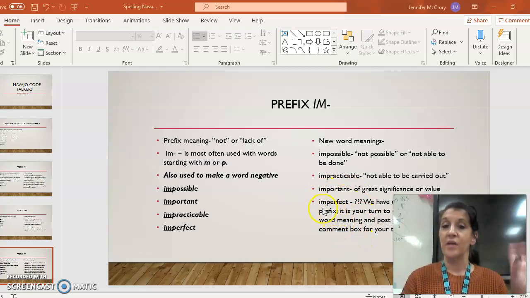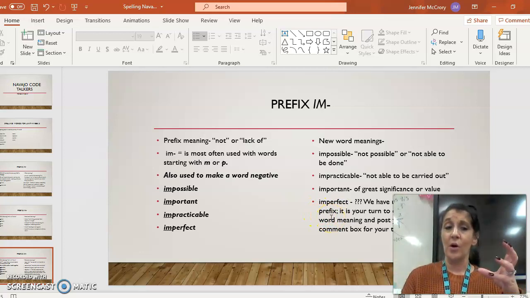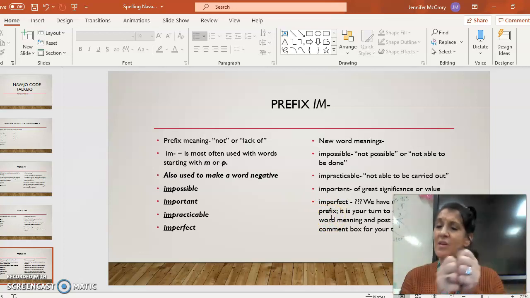You have your prefix "im," which means not or lack of, and then you have your base word perfect. So I know that you can take these two pieces, these two Lego parts, and I know you can put them together. You can click and lock, and you can create your own working definition.